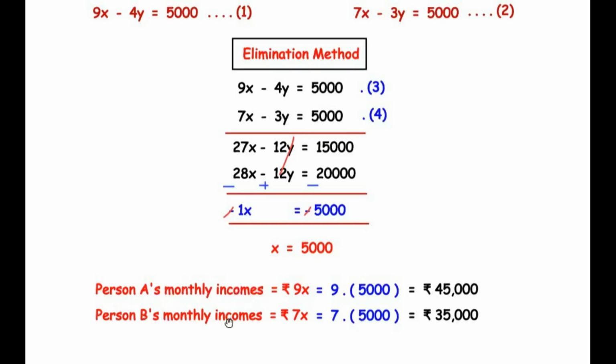Now for person B, the monthly income was rupees 7x. So we are going to multiply 7 with the value of x, which is 5,000. So 7 times 5,000 gives us rupees 35,000. So these were the monthly incomes of person A and person B.